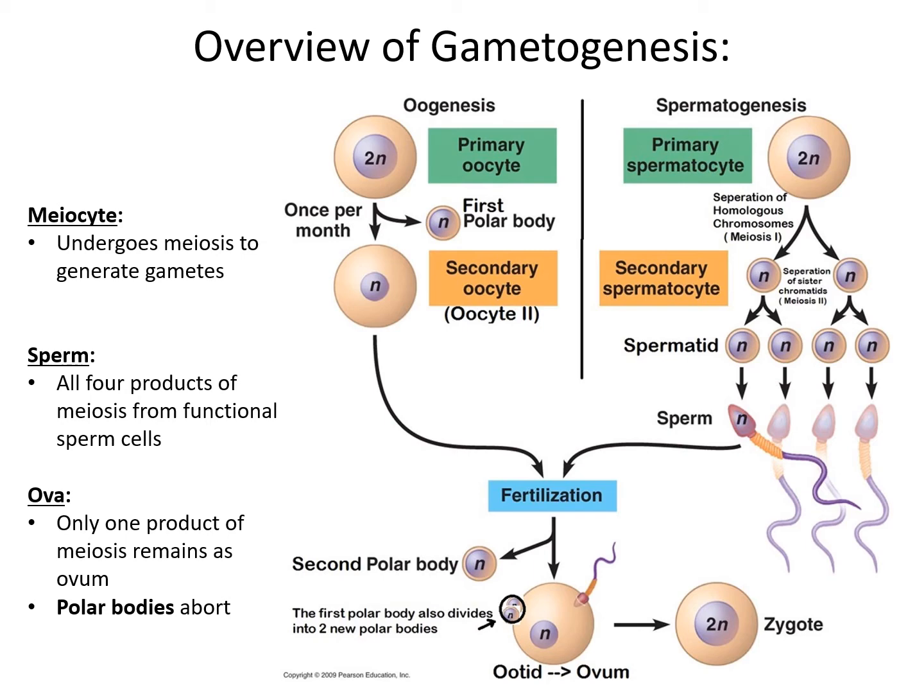The first division of meiosis will produce 2 haploid cells, and those cells are known as secondary spermatocytes. The second division of meiosis will produce 4 haploid cells, and those cells are known as spermatids, and they will develop into the mature sperm. Okay, let's look at the female side of things.